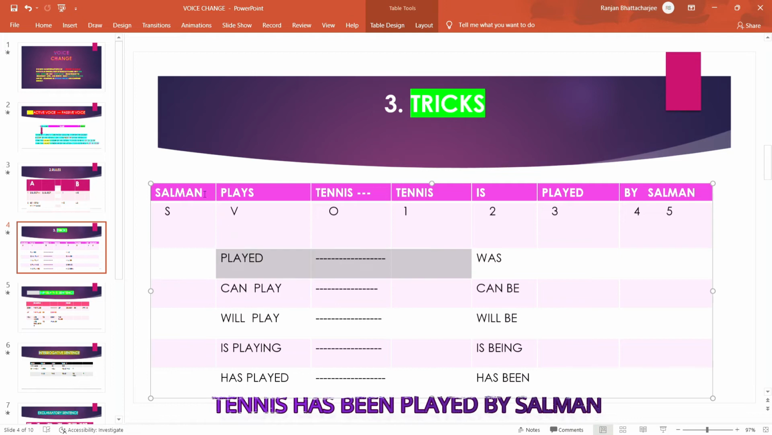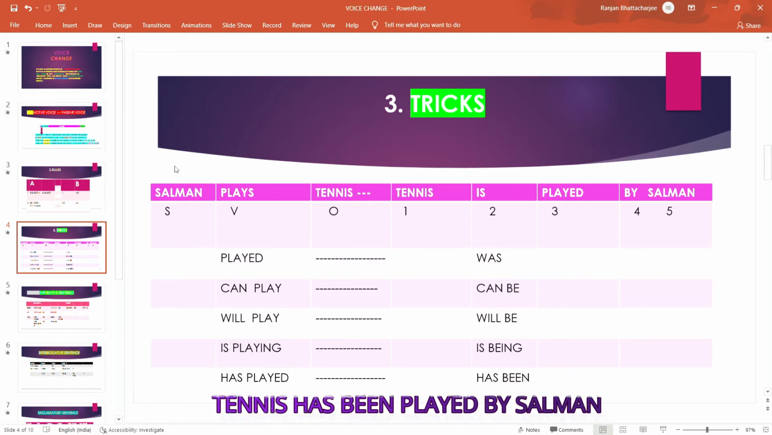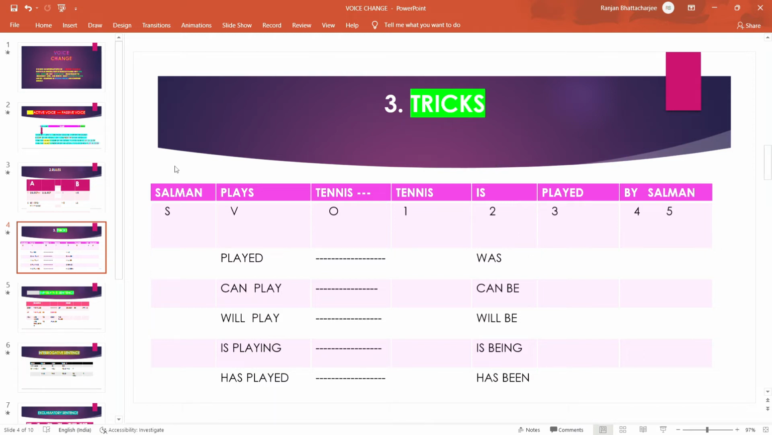These changes take place only if we know the rules. If we know only the verb place, that is the second part, it takes changes with the change of the verb, and other parts almost remain the same. So we should not worry about that. Only that part we should concentrate on, and other parts will remain the same.